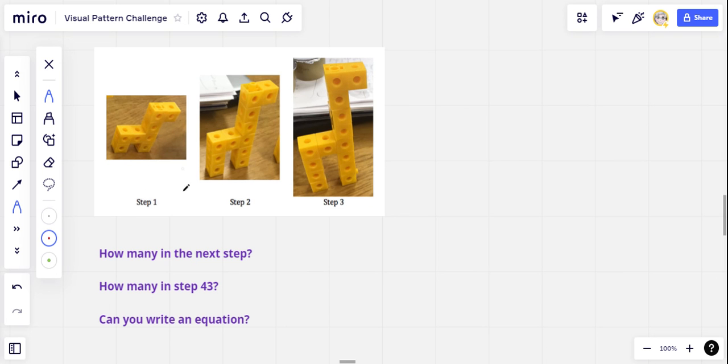Here's our pattern today. We've got these little giraffes, I guess, made out of blocks. Here's step 1, here's step 2, and here's step 3. Your challenge is to predict the number of blocks needed to make the giraffe in step 4. If you can do that, how many are needed in step 43? And can you write an equation that would predict the number of blocks needed in any step at all? So that's the challenge. If you'd like to accept it, pause the video and see what you can do.